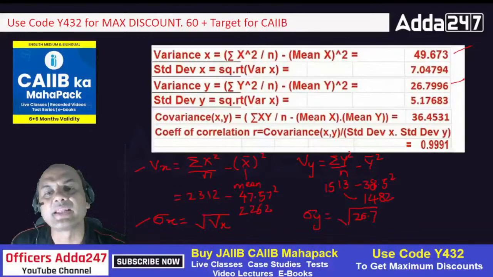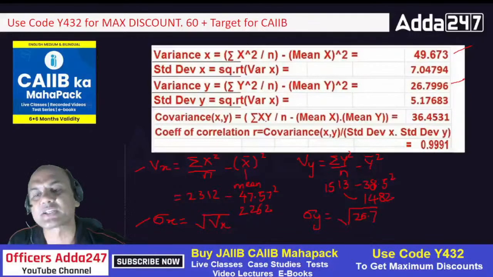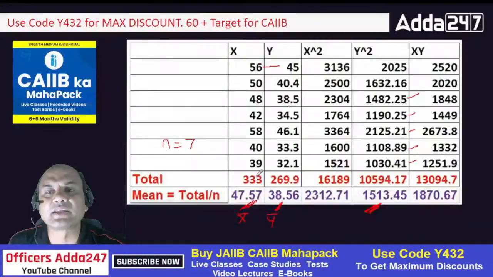I have taken many digits over here, that's why I was getting 0.99. You can take it as 1 also, rounded. It's okay. So R equals 1. What do you mean by R equals 1?